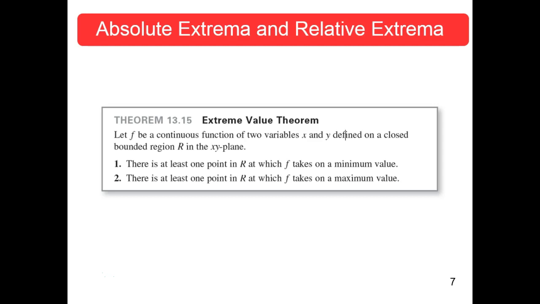Let f be a continuous function of two variables, x and y, defined on a closed bounded region R in the xy plane. The edges are included, and bounded means it doesn't just take off and go to infinity in any direction in the xy plane. There is at least one point in R at which f takes on a minimum value. This is the extreme value theorem. There's at least one point in R in which f takes on a maximum value.